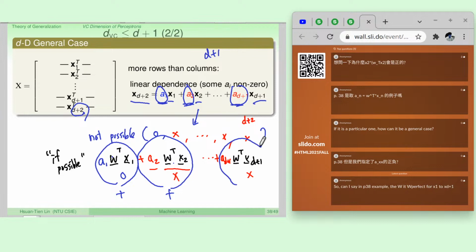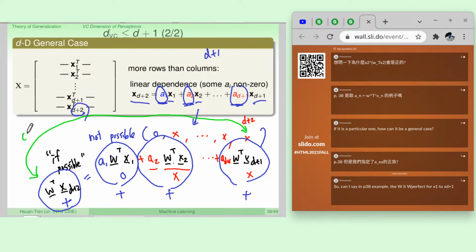So I get lots of positive terms here. I sum them together. What do I get? In terms of the equation above, I get W transpose x_{d+2}. And that's a bunch of positive terms summed together. That's forced to be positive, and it cannot be negative. So that's the contradiction.